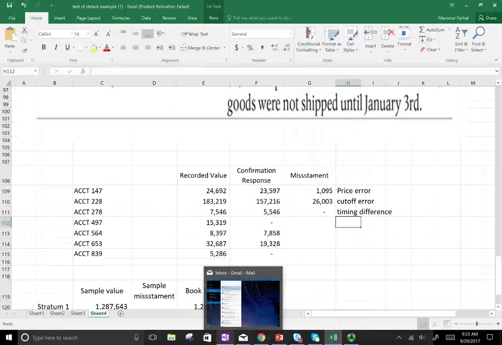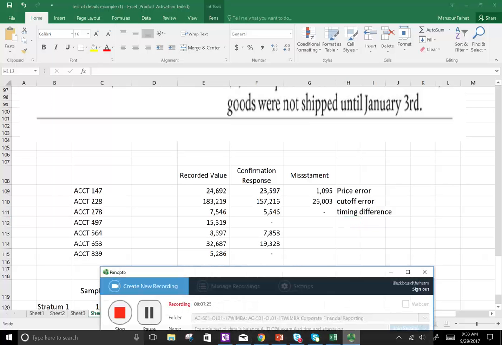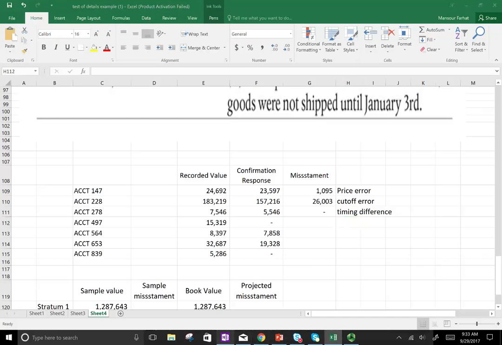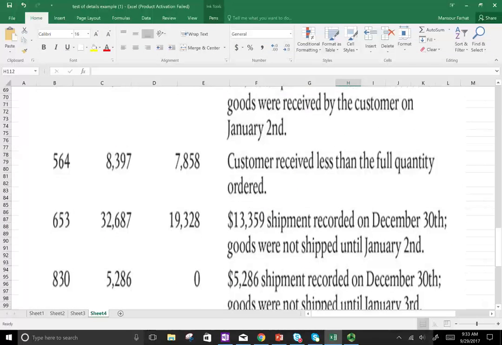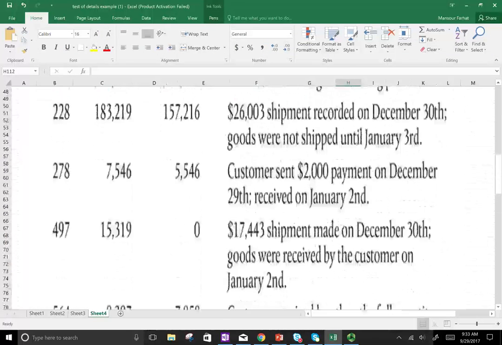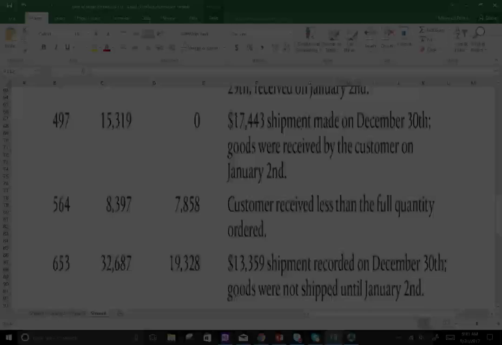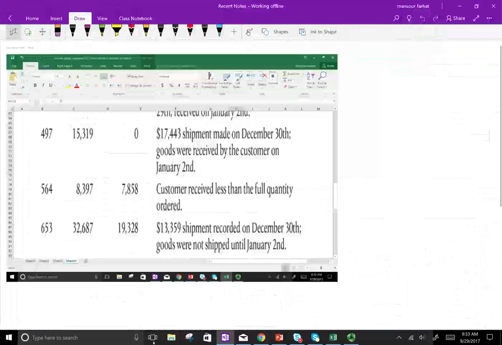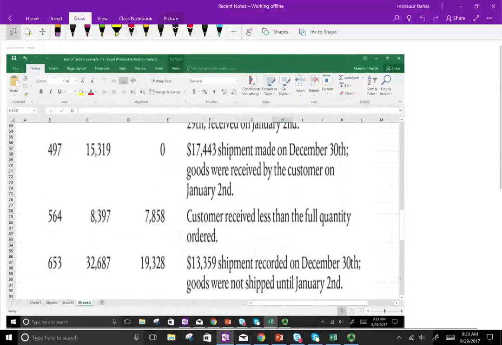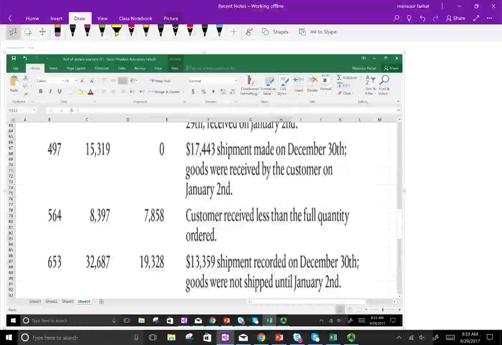Okay, let's take a look at more transactions. And by the way, there are a couple of errors in this problem. Once I get to them, I will fix them. And I believe this is the first one. Account number 497. This account here, there's an error in the book. So I'm just going to fix the error.